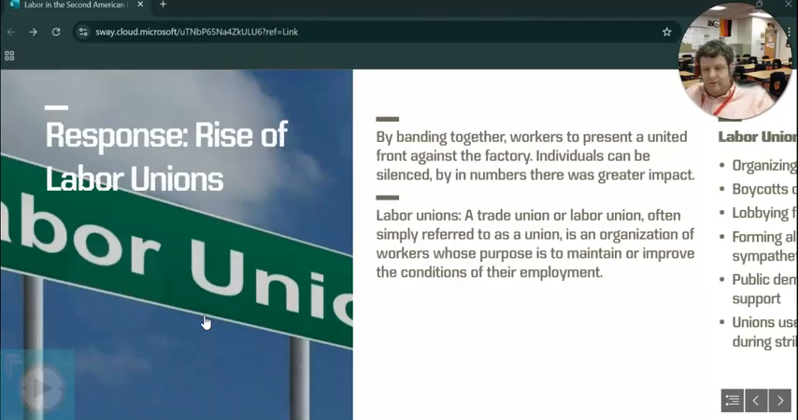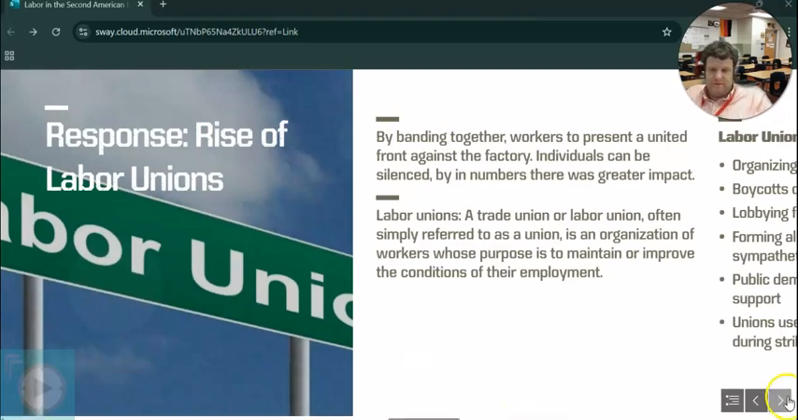Labor union, here's a term. It's a trade or labor unit, and it's referred to usually just as a union. It's an organization for workers, and that organization works to improve the conditions and maintain things for the employees, like improve how life is going. They might do things like advocate for less hours, better pay, better safety standards, for example.